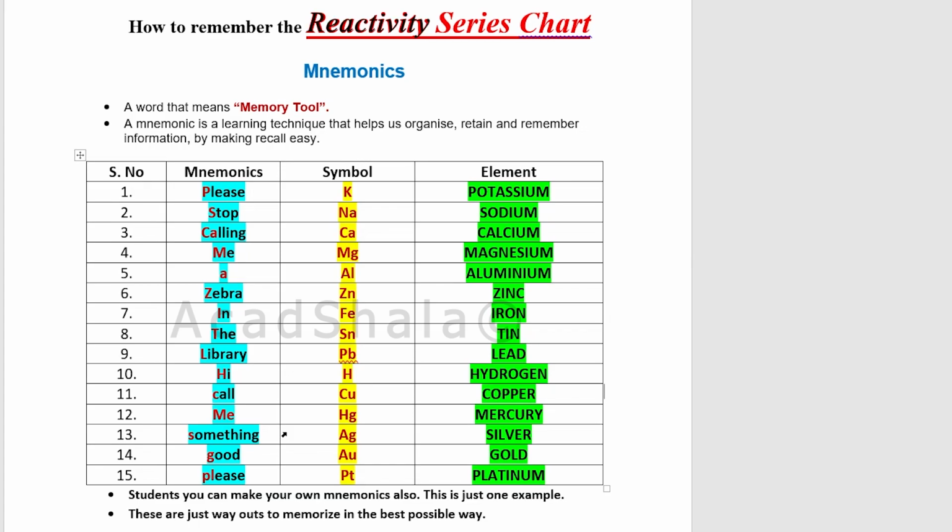So to memorize the reactivity series chart, concentrate on the mnemonic, and with its help, relate the symbols, relate the elements, and that makes your reactivity series chart ready. Now, how to go for it? Look at the mnemonic: the first alphabet or the first two alphabets are made red in color. That means it has some relation to the elements and symbols of the reactivity series chart. So the first mnemonic word, please.